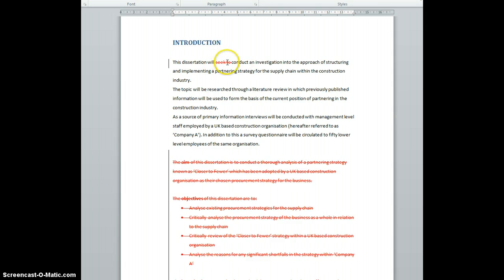The next thing is I've got rid of "this dissertation will seek." In fact, it just does conduct, because it does what it says it does. So be positive in your language.